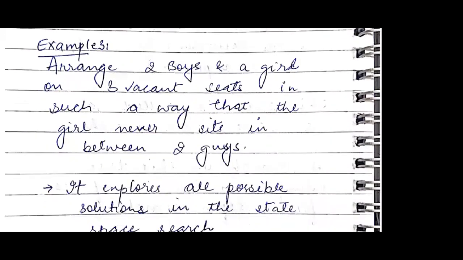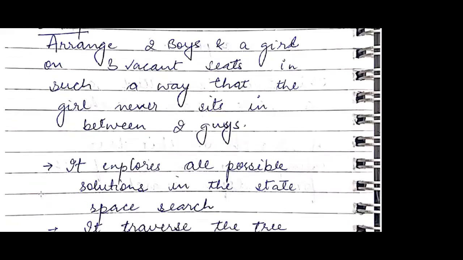In the previous example, we had taken 3 vacant slots and placed 2 boys and a girl. And suppose there is some condition given. Suppose we arrange 2 boys and a girl on 3 vacant seats in such a way that the girl never sits between 2 guys. It means the condition is that a girl never sits between 2 guys, and 2 guys means the 2 boys that we used earlier.